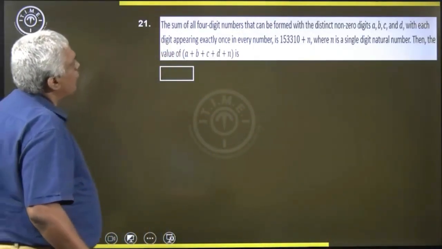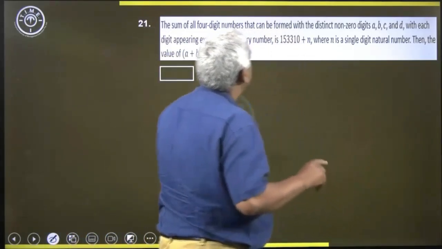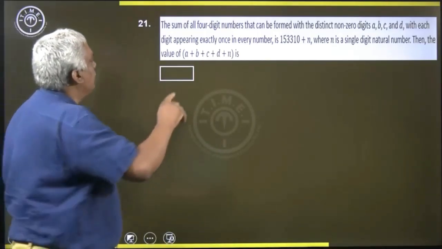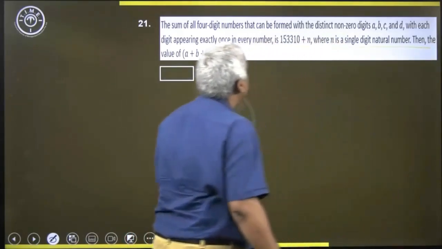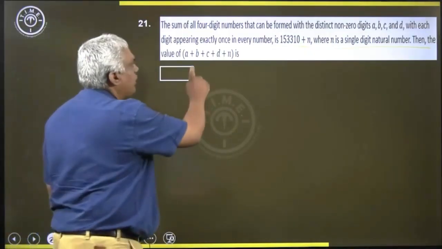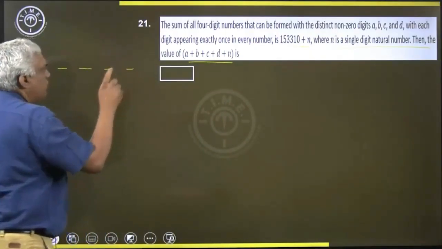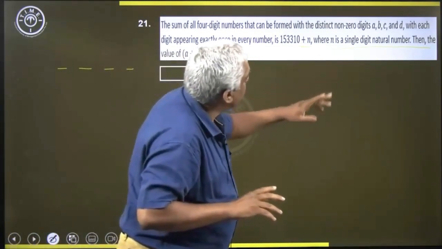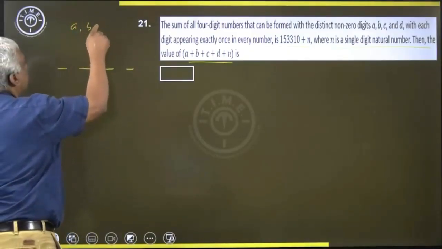The sum of all 4-digit numbers that can be formed with distinct non-zero digits A, B, C, D, with each digit appearing only once in every number, is this plus n, where n is a single digit number. Then find the value of this. Now you see, when you form a 4-digit number, let's say A, B, C, D are the 4 digits, non-zero, with each digit appearing only once. So the number is ABCD, right?